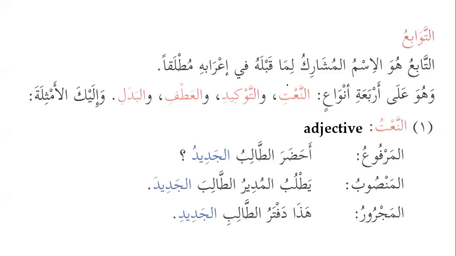So at-tabi'u, as you can see here, huwa al-ismu al-mushariku. It is an ism, or it is an associated ism. Sharaka yushariku musharakatan basically means to participate, or to join, or to associate, okay? So at-tabi'u huwa ismul mushariku. It is participating, or it is an associating ism.